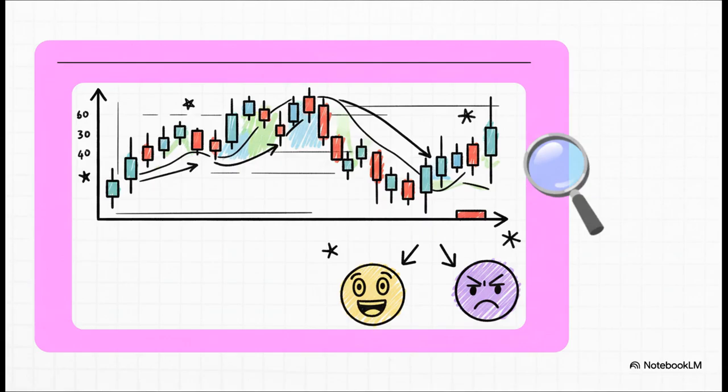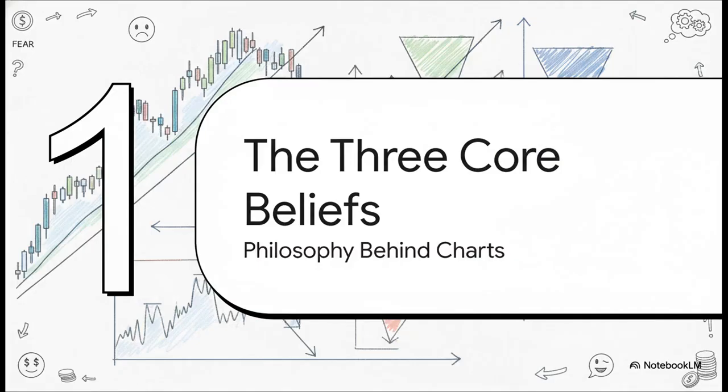Well, the method they use is called technical analysis. And really, it's just what it sounds like. It's the practice of studying price movements on a chart to try and figure out where the market might go next. The key thing to remember here is that it's all about the what, the price itself, not the why behind it.